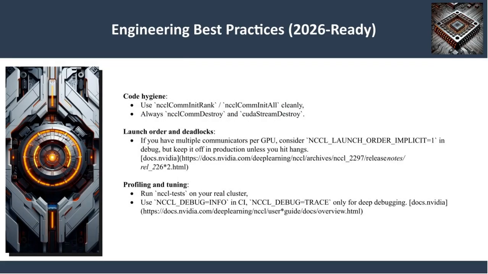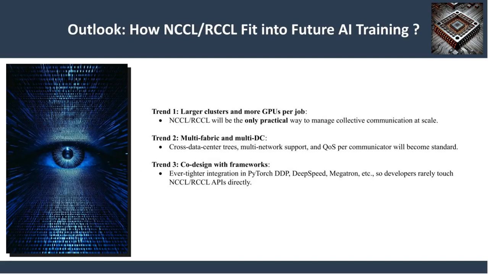Ensure code hygiene by using ncclCommInitRank and ncclCommInitAll cleanly, and always destroy communicators and streams. For launch order and deadlocks, use NCCL launch order implicit 1 in debug mode. Profile and tune by running NCCL tests on your cluster, and set NCCL_DEBUG=INFO in continuous integration, using trace for deep debugging. NCCL and RCCL are essential for managing collective communication in larger clusters with more GPUs.